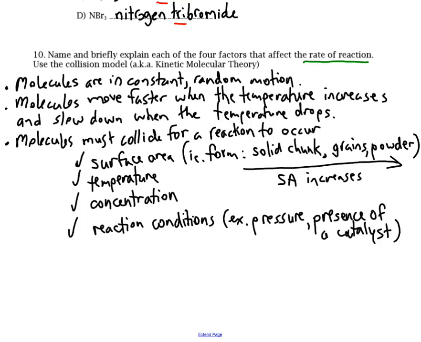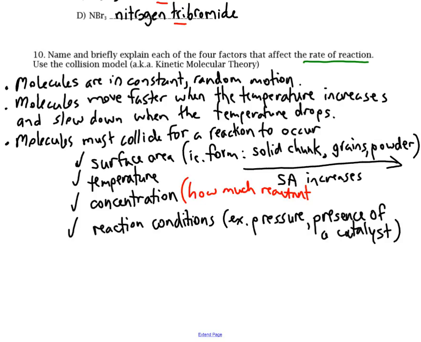Temperature has been mentioned already. The warmer the reaction solution or the reaction temperature, the faster molecules will move. They'll hit each other with more energy, and they'll be more likely to have a successful reaction. Concentration refers to really how much reactant is present.